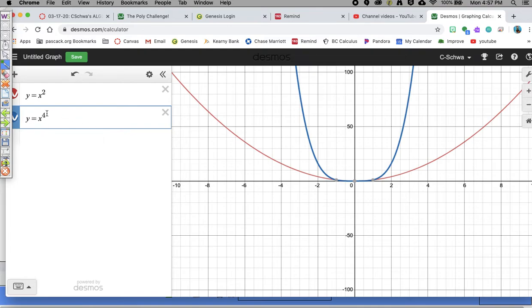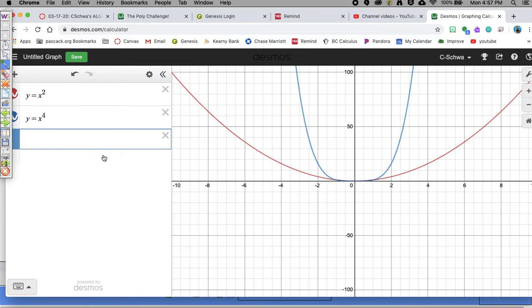And it makes sense because if I raise anything to the 4th power, it's always going to be positive. So if I put -1 and +1, they're going to have the same y value. If I plug in -2 and +2, they're going to have the same y value. So when I have x to the 4th like that, it's going to look something along the lines of this.